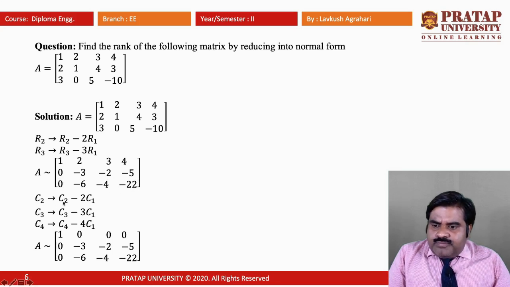Now we are going to perform the column operation. If we perform the column operation, the elements of the first row will change, and there will not be any impact on the elements of the second row and third row. The operations are C2 is replaced by C2 minus 2C1, C3 is replaced by C3 minus 3C1, C4 is replaced by C4 minus 4C1. In this way we get the elements of the first row and first column equal to 0, and the element A11 is 1.